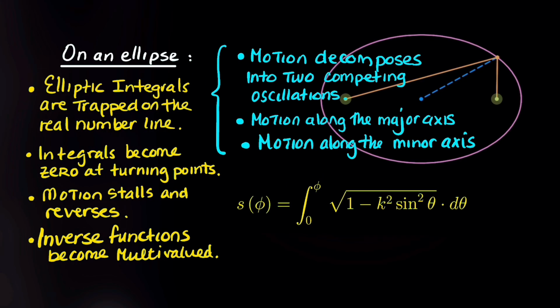You see, on an ellipse, elliptical integrals are trapped on the real number line. Motion decomposes into two competing oscillations, motion along the major axis and motion along the minor axis. The integrals become zero at turning points, motion stalls and reverses, and inverse functions become multi-valued. This is part of the problem in the inversion process. You need a one-to-one correlation.